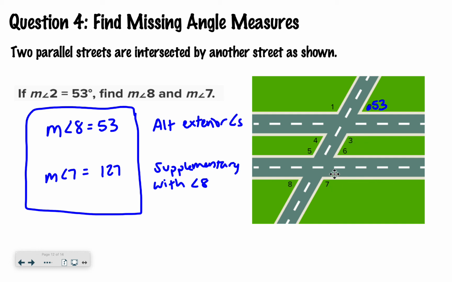So I looked and I saw, hey, angle 7 and angle 8 form this straight line, and straight lines are supplementary, which means they add up to 180. So I said 180 minus 53 gives me 127. So I know that the measure of angle 7 is 127. If you have questions about that, please be sure to ask for some help. I'm happy to help you.